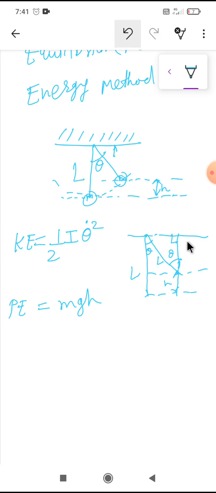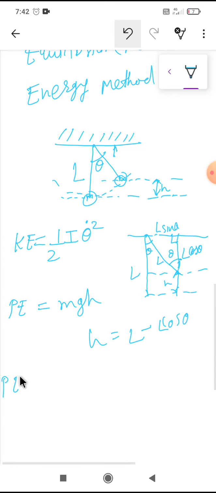So what will be this length? Here it is l, so this will be l sine theta and this will be l cos theta. Now I have the total length l, and if I subtract from this total length the length l cos theta, I will get the length h, because the total length is h plus l cos theta, that is l. So h is l minus l cos theta. So potential energy will be equal to mgl into 1 minus cos theta.